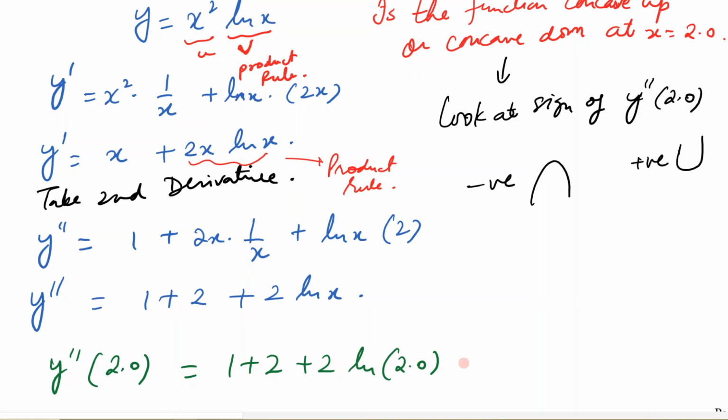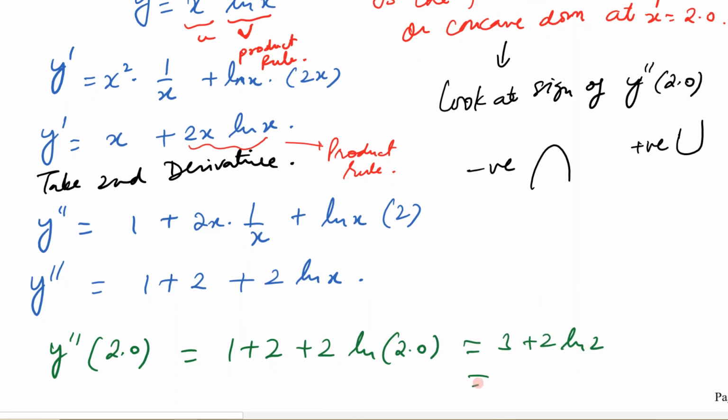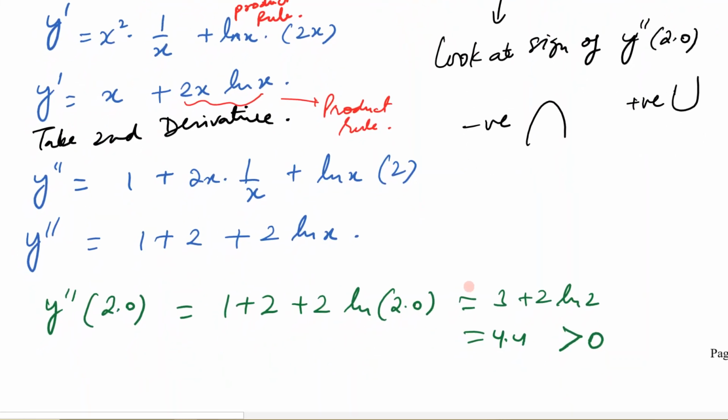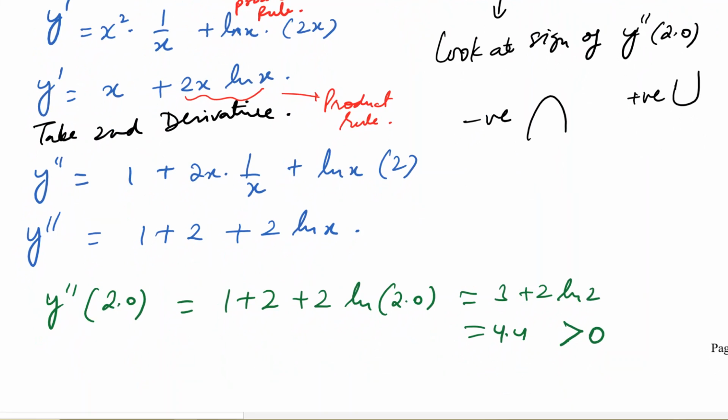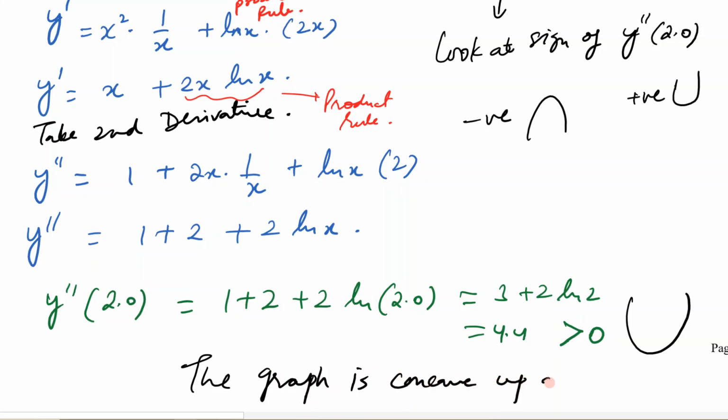So basically it's 3 plus 2 ln 2, which is 4.4, which is positive. So the second derivative is positive at x equals 2. It means the curve is concave up. The graph is concave up at x equals 2. So that's what we were looking for: the behavior of concavity. I hope that makes sense.